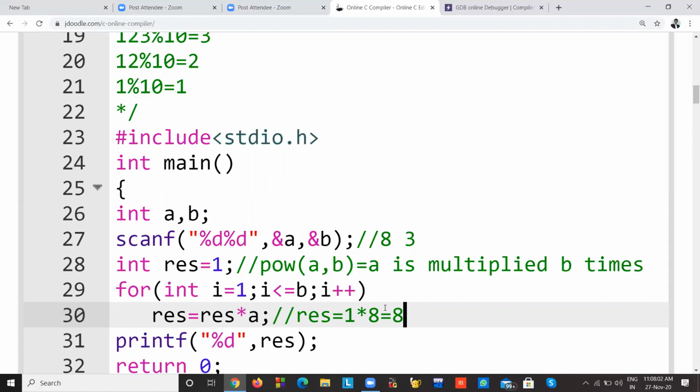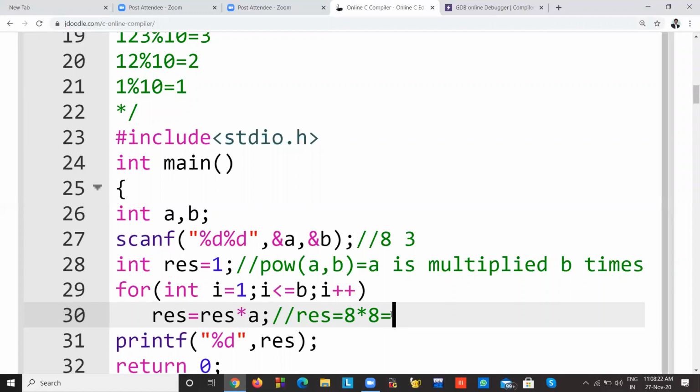So the value is 8. Now result is 8. To increase, i value is equal to 2. 2 less than or equal to 3. Then result is equal to result into a. What is the result value? 8 now. 8 into 8. What is the a value?